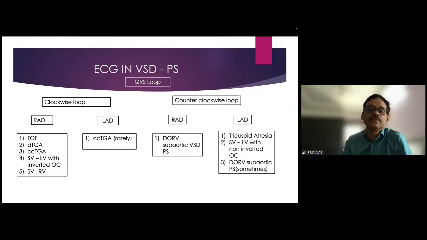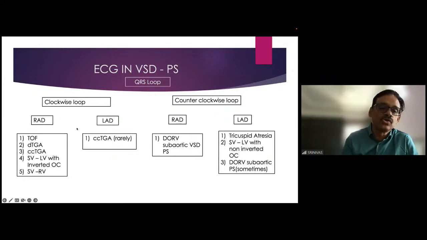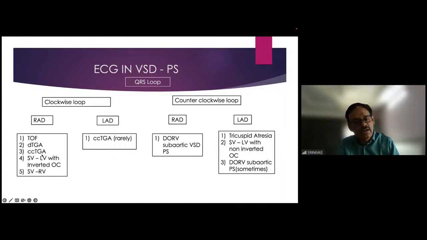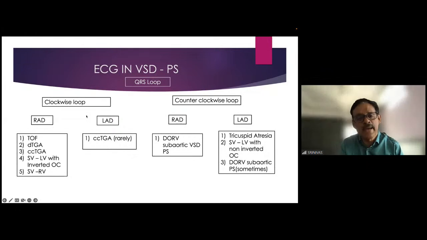So look at the loop. You have a clockwise loop or counterclockwise loop. Once you have a clockwise loop, then you look at the axis, either right axis deviation or left axis deviation. If you have right axis deviation, the conditions that can cause a clockwise loop and right axis deviation in VSD-PS are TOF, DTGA, CCTGA, single ventricle of LV morphology with inverted outlet chamber, and single ventricle of RV morphology. If you have a clockwise loop with left axis deviation, it is very rare. Usually it doesn't happen, as I told.